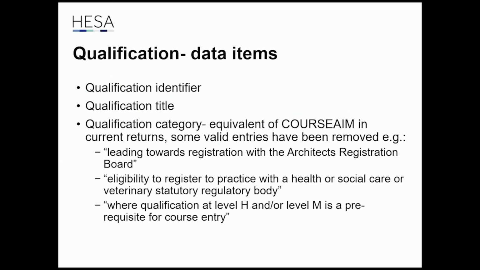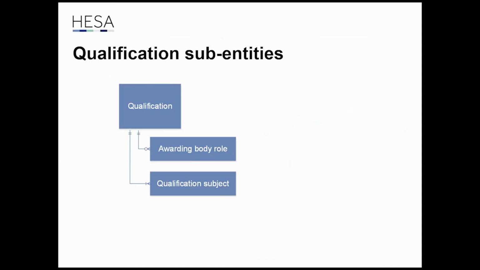So qualification category is essentially course aim, but with a few differences where we've stripped a few valid entries out of there. So it's just those three fields on the qualification entity: qual ID, qual title, and qual category. There are a couple of sub-entities for a bit more information about that qualification.